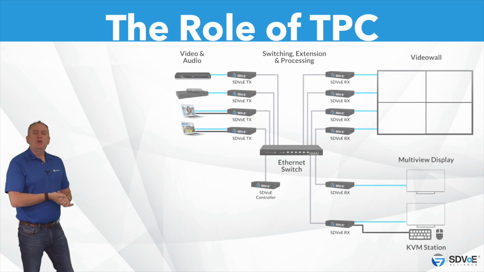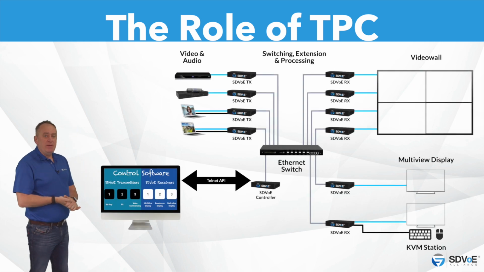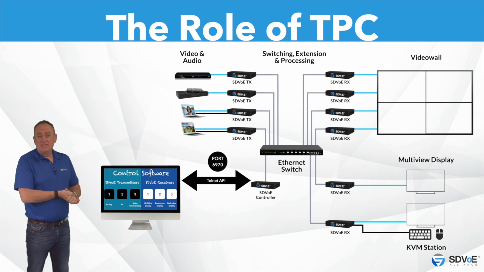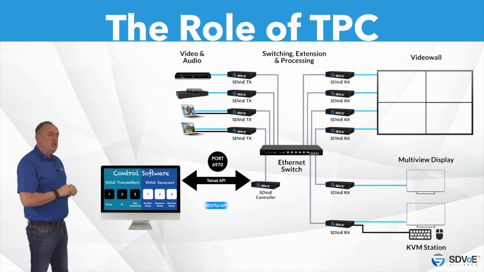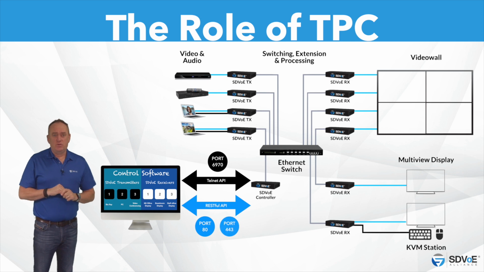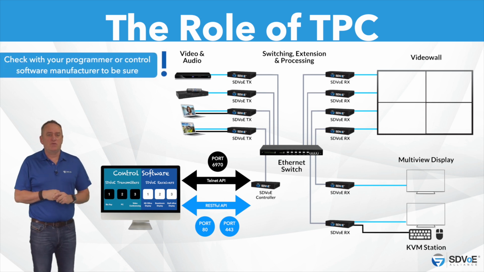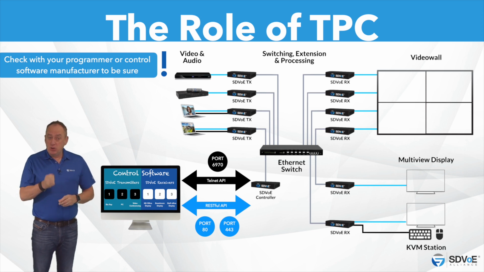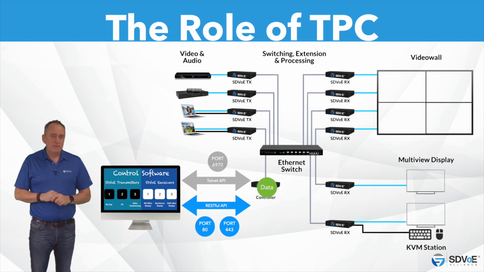The API itself can communicate with the control system in one of two ways. The Telnet API interface, which uses port 6970 by default, although this port is configurable, and the RESTful API interface, which uses port 80 and 443 by default. But again, they're also configurable. It's possible for both to be used. However, check with your programmer or control software manufacturer to be sure. But most probably, your system will use the RESTful interface only.